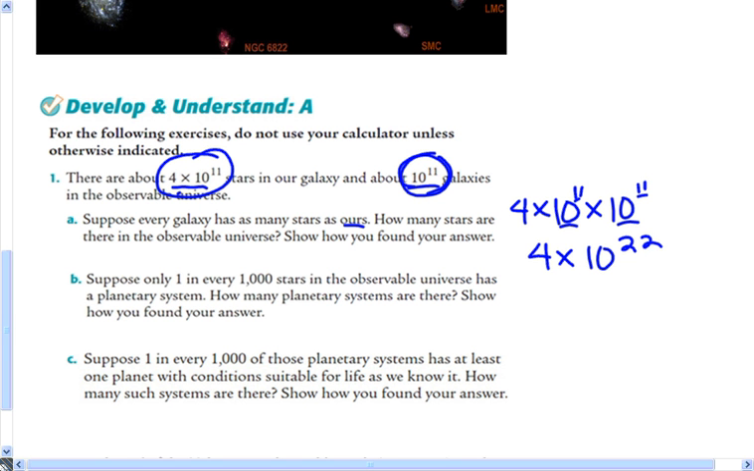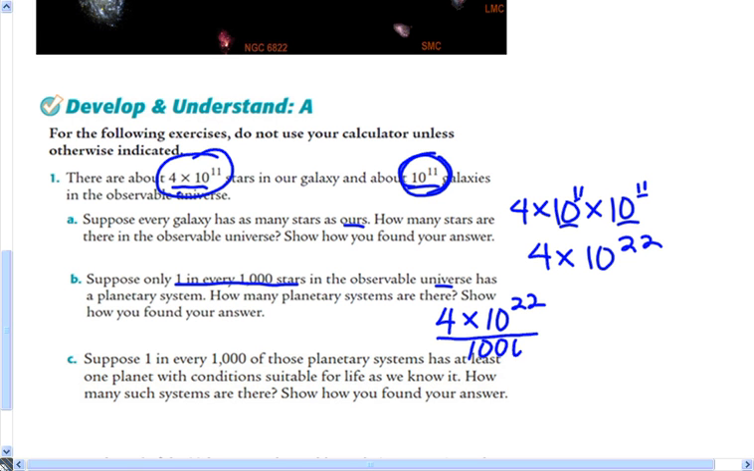Pretty big number. Suppose only 1 in every 1,000 stars in our universe has a planetary system. So in other words, there are planets revolving around the star, about 1 in every 1,000. How many planetary systems are there? To figure that out, we need to figure out how many times 1,000 goes into the number of stars.